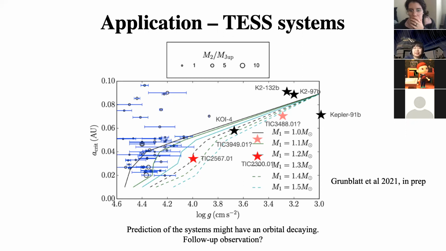This is an exoplanet system with a 1.2 solar mass primary, an early RGB star. The companion is a 2 Jupiter mass planet, and the orbital period is less than 5 days. My preliminary result shows that the orbital decay timescale of this system is around 10 million years. So in follow-up observations, the rate of change in orbital period might be detectable.